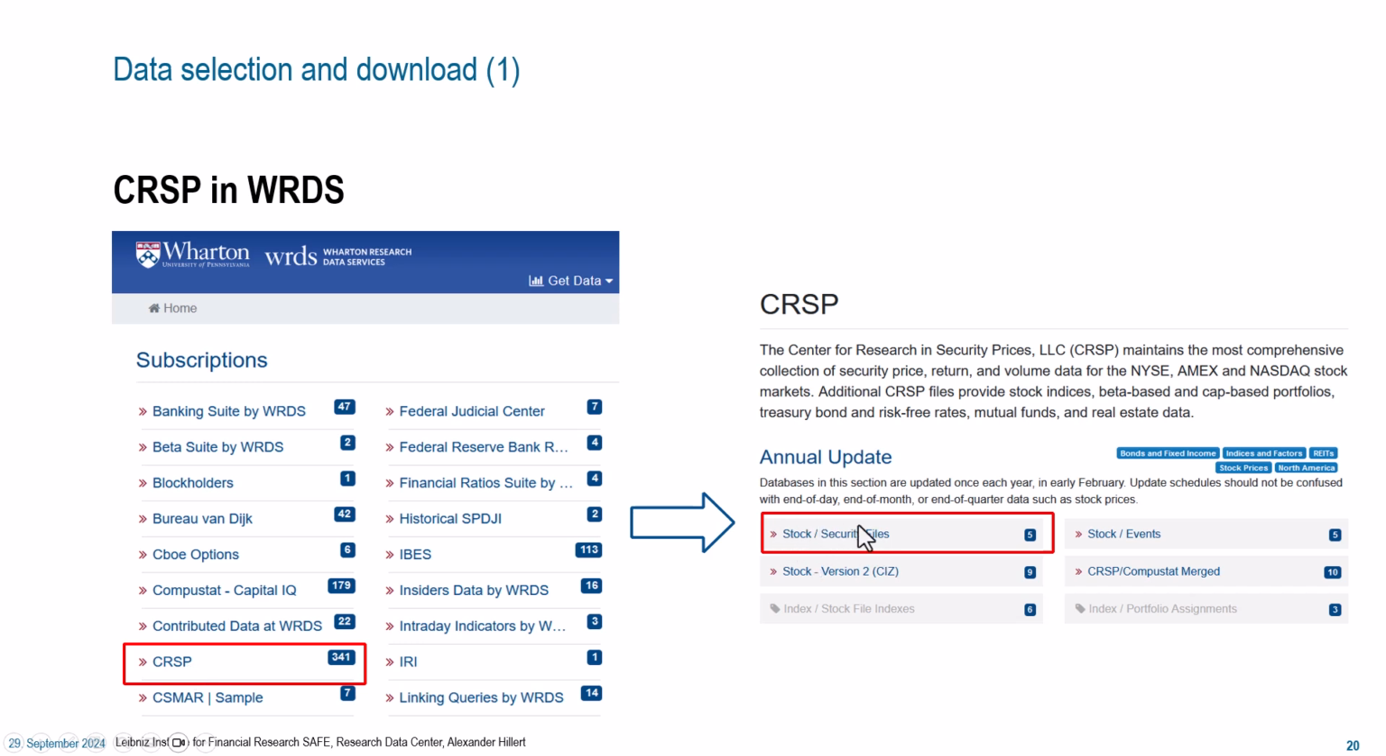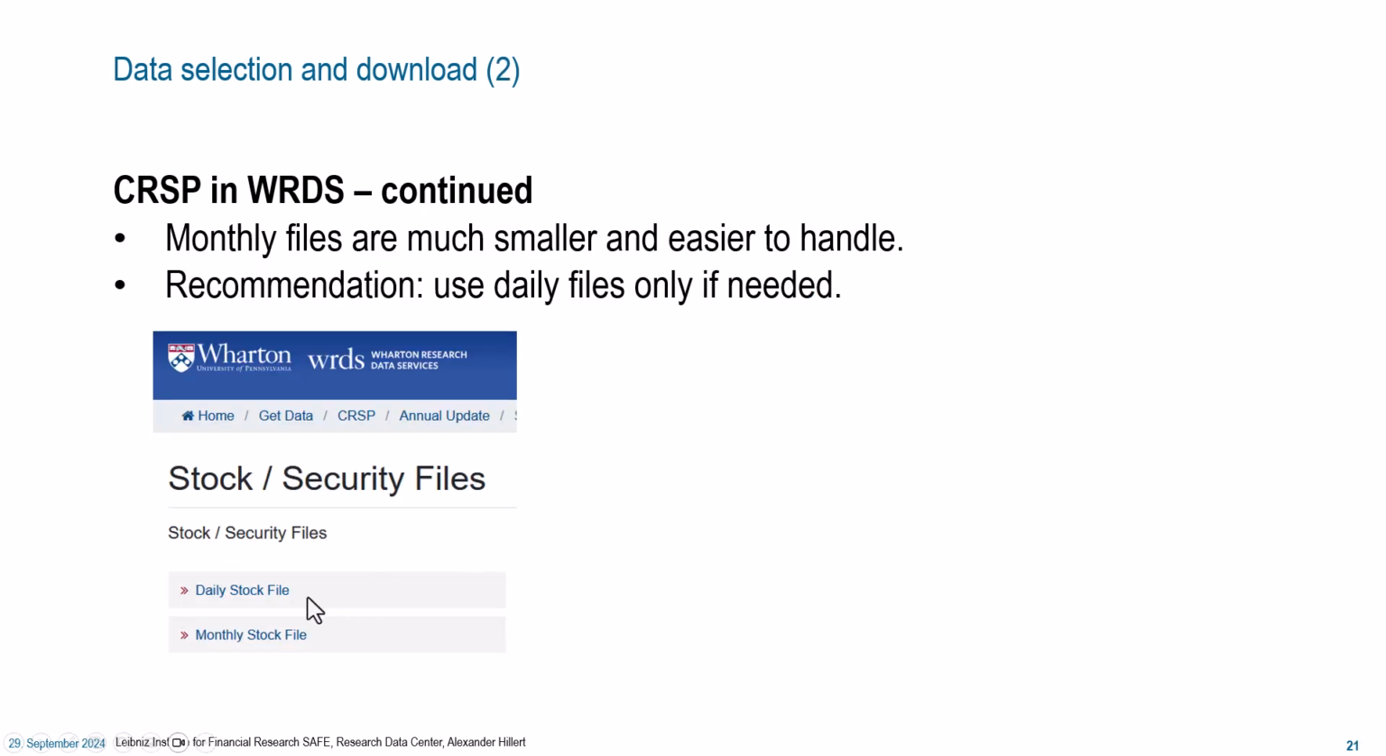Then you say, okay, you want to get to the stock security files. And then you can pick, do you need your data on the daily frequency or on the monthly frequency? In empirical asset pricing, we often do the tests on a monthly frequency. And in this case, I recommend that you pick the monthly files because they are much smaller and therefore easier to handle. Remember, for the daily files, in a typical month, you have 21 trading days, meaning that you have 21 times more observations compared to the monthly file. However, if you do some sort of event study, where you would like to analyze a short window, like one day before, one day after an event, what is happening on the stock market, you will obviously need the daily stock file.